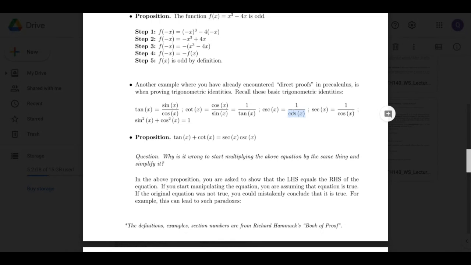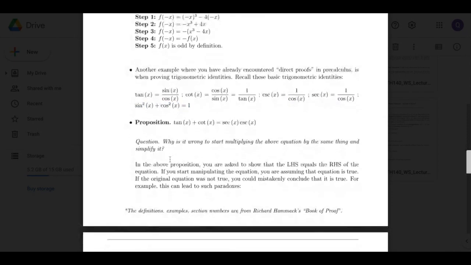So this is a typo. This is sine x. Secant x equals 1 over cosine x. So secant and cosine are inverses of each other. And then we have one identity, sine squared x plus cosine squared x equals 1. So this is the Pythagorean theorem in trigonometric functions.